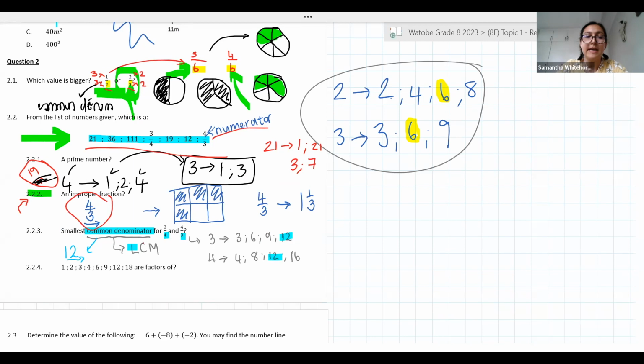In 2.2.3, we were looking for a common denominator, and a common denominator is basically where we need to look at common multiples of the two denominators. So that's why we listed our multiples on the side here of those two values to find the smallest one that was common between both. And then, like I was explaining, this is important for multiple things when working with fractions.